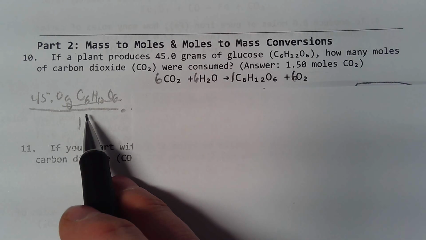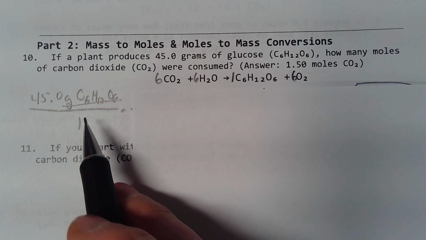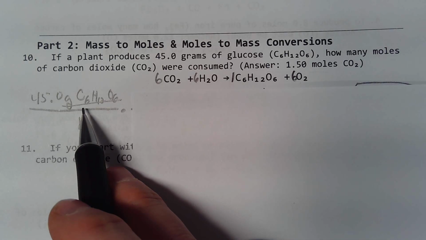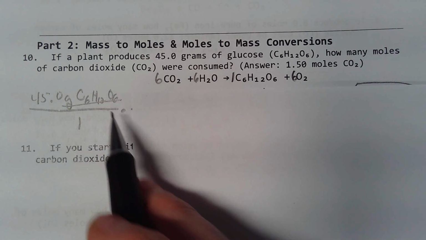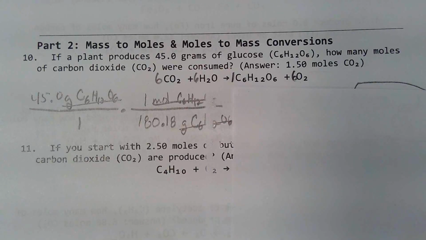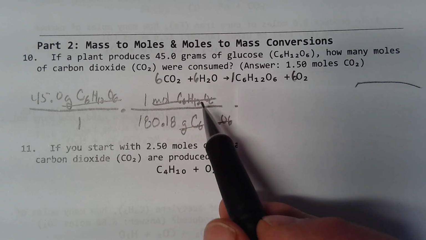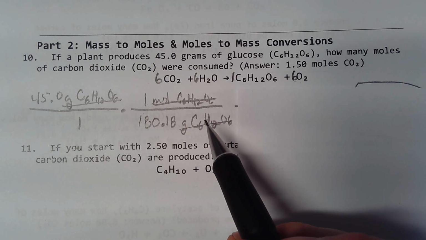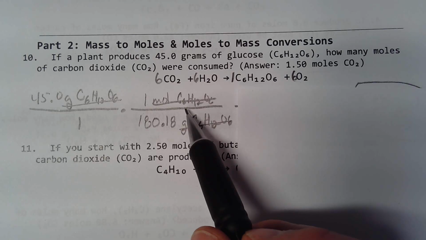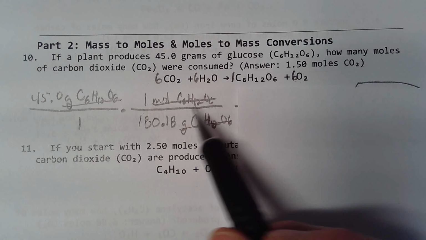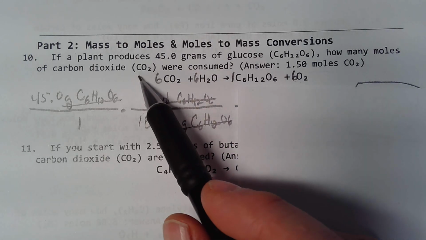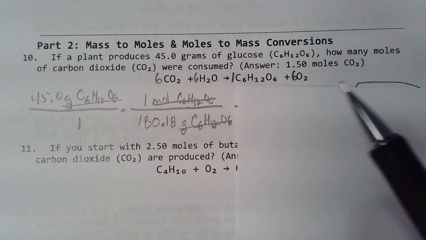In order to convert from grams of glucose into moles of glucose, I need the molar mass. When adding up 12 hydrogens, 6 carbons, and 6 oxygens, you should get a molar mass of approximately 180.18 grams of C6H12O6 for every 1 mole of C6H12O6. If I were to stop my calculation at this point, I would have moles of glucose as my current answer. It's not what I'm looking for. I am looking for moles of carbon dioxide, so how much carbon dioxide is going to be consumed.